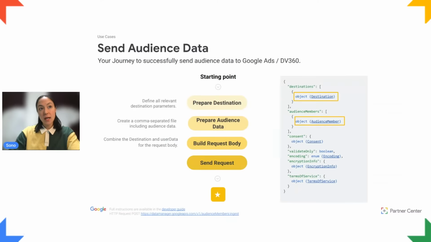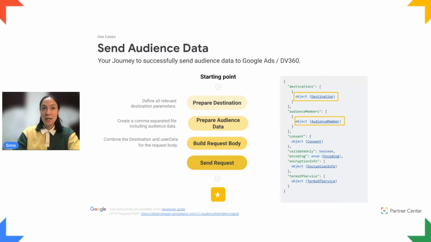How does it look like sending data for customer match? We would need to prepare within the API call the destinations. What do I mean with that? Defining the destination account, the user account, the linked user account, and so on, and also the specific audience list you want to send data to. Second, we would need to prepare the audience data, meaning how to format the data, how the audience member object looks like, what type of data we are able to send, and so on. At the end, we're putting it all together to build the request body and to send the request.